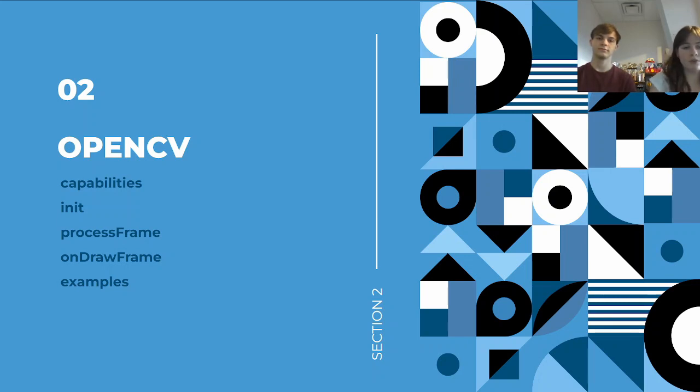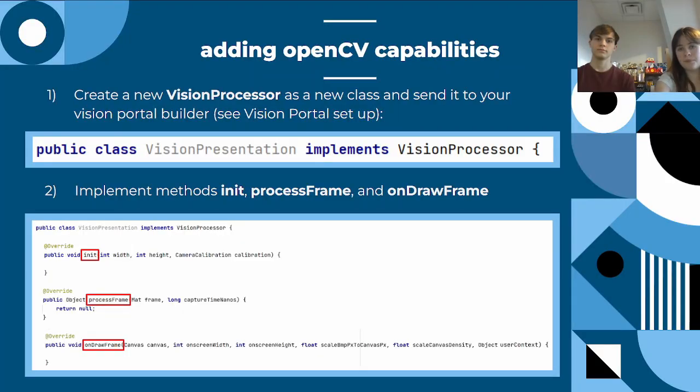So the second section we have is about OpenCV. We're just going to do a breakdown of its capabilities, its initialization process, the application of it, and then some real examples for how you could potentially use it in your code.